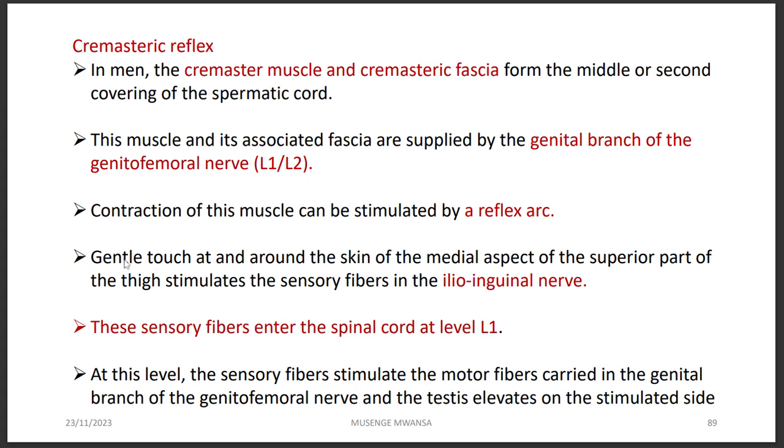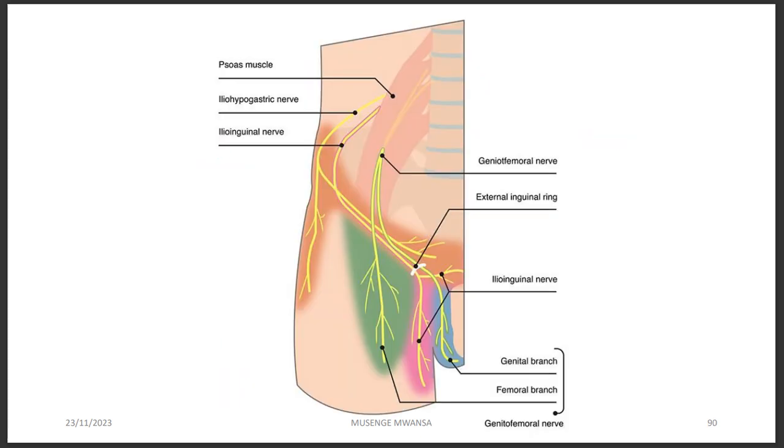What happens is that a gentle touch at and around the skin on the medial aspect of the thigh will stimulate sensory fibers of the ilioinguinal nerve. These sensory fibers send the information to the spinal cord at L1, and at this level the sensory fibers stimulate the motor fibers carried in the genital branch of the genitofemoral nerve, and that will go back to the testes. So we have the ilioinguinal nerve to the spinal cord and then back via the genital branch.